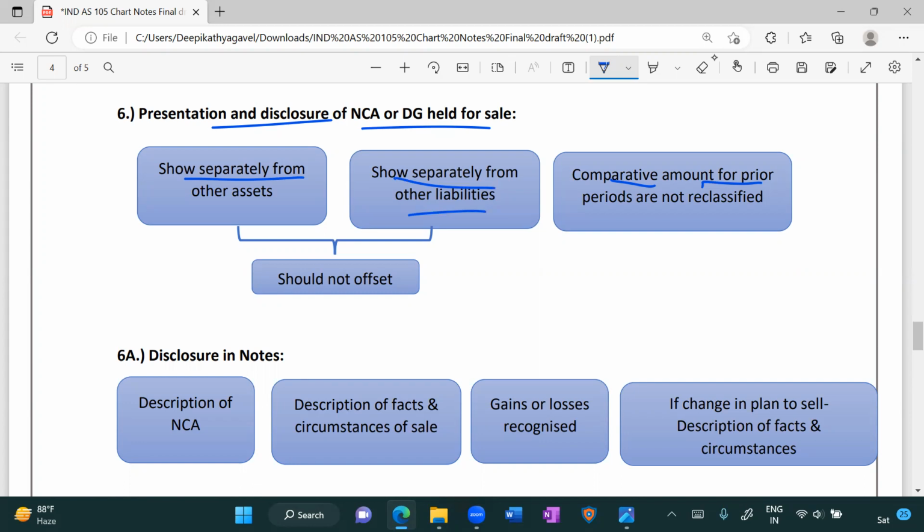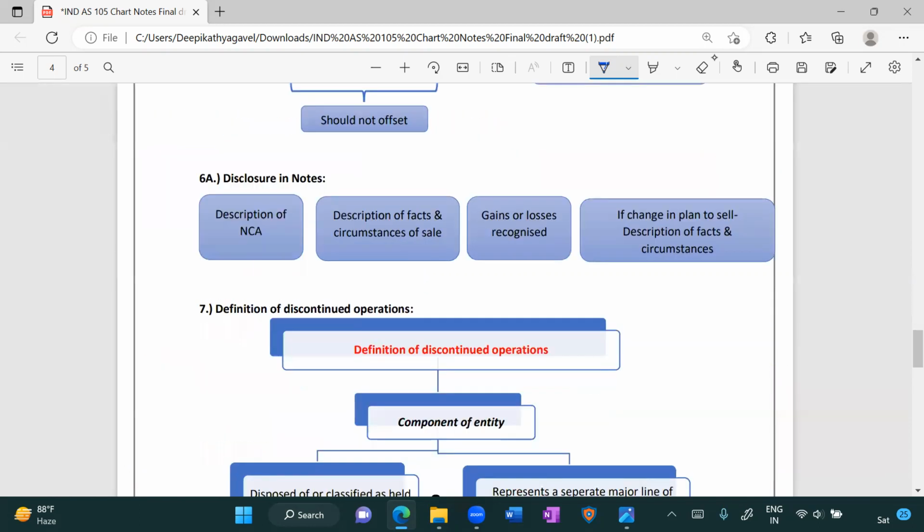So the standard says first you will show the assets and liabilities of these disposal groups separately, and you are not supposed to offset them. And also when you present your comparatives, comparative amounts for prior periods are not reclassified. If it was under 16 at that time, and you are now deciding to sell it, so it will come under 105, do not go to your comparative and change it to 105. Do not reclassify it in your comparatives, is what the standard says.